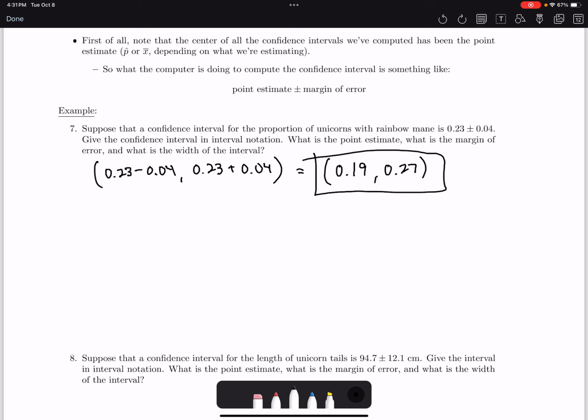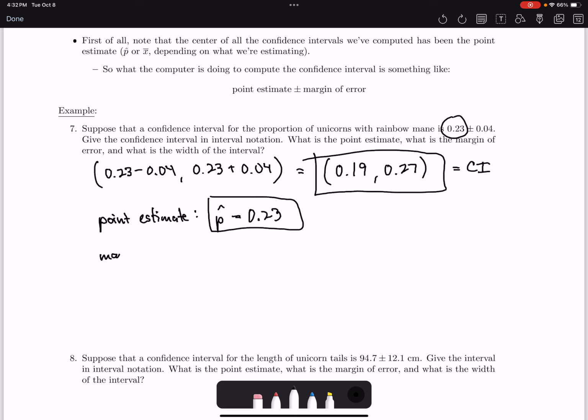So this is our CI, our confidence interval. The point estimate, p hat in this case, would be the 0.23. The margin of error, which I'll call E, is this part of the formula, 0.04. And the width of the interval is twice the margin of error.